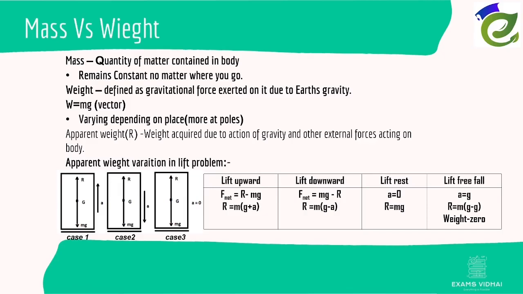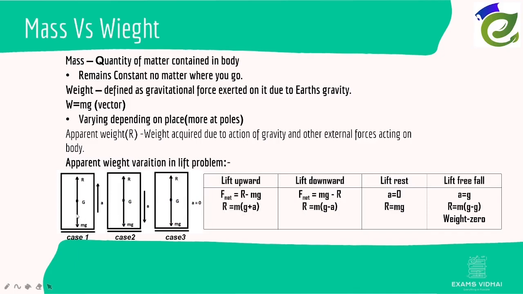This is part of NCERT, and in our board exams we may encounter this problem, that is, apparent weight variation in a lift. The person is inside the lift, and if the lift is moving upward, what is the force acting? The net force, F net, is equal to R minus mg. The negative sign denotes that mg, the actual force due to gravity, acts downward. Now we know that apparent weight is equal to m into g plus a.